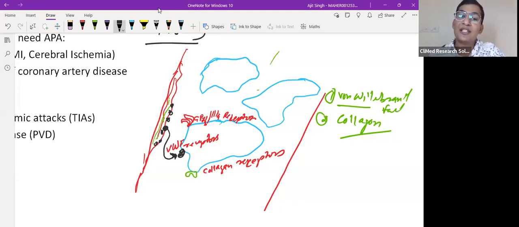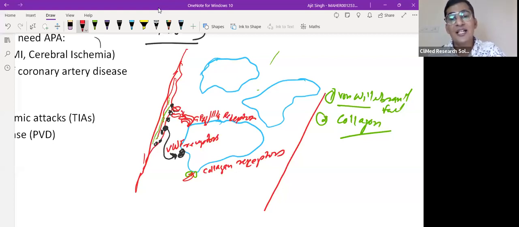Similarly, there are some collagens. Suppose this is the size of collagen, this is the collagen type. So this will come here and bind to these collagen receptors. And then the collagen factor will come here and bind with all the collagen receptors.